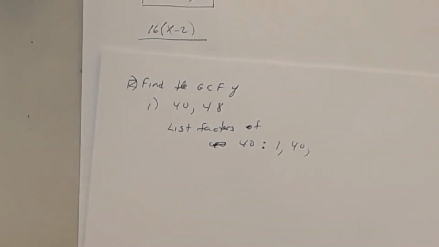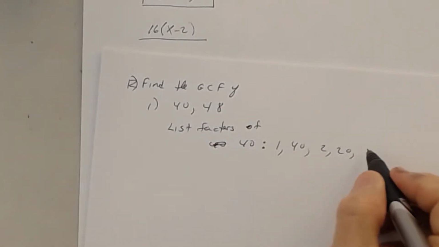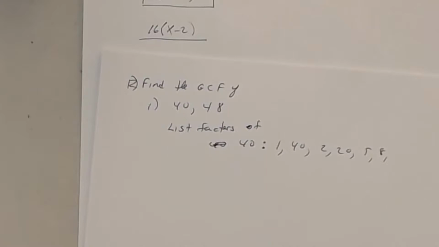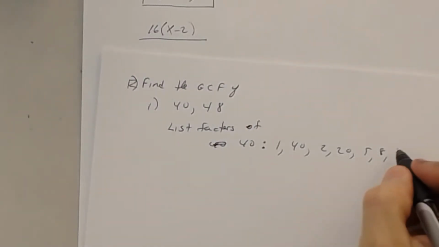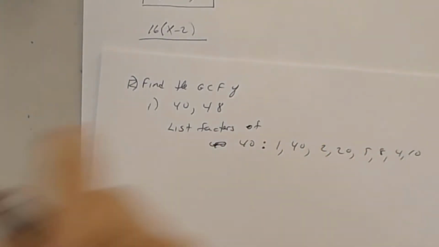5. Okay, 5, but let's think about the next one after 1. 2. 2 and what? 20. All right, someone said 5. 5 and what? 8. 4 and 10. So all those are factors, right? All those are factors because each of those goes into 40 evenly. And I think that's it for that one.